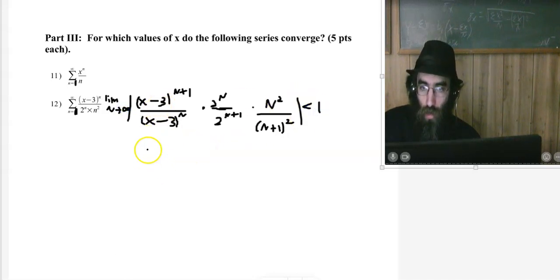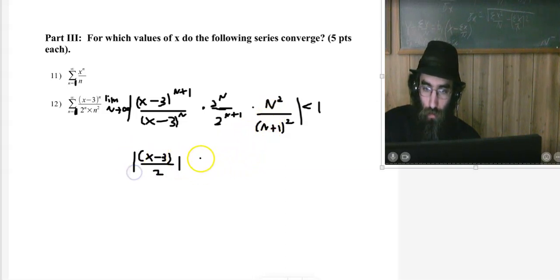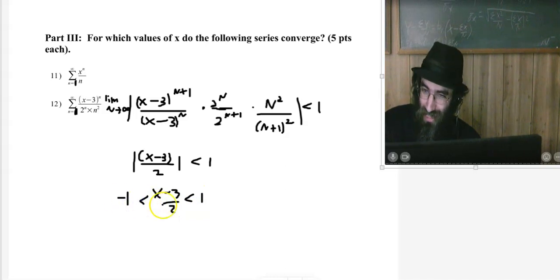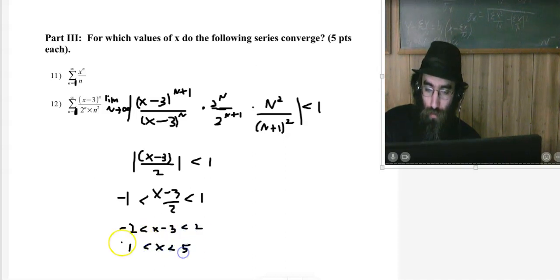All right, we get x minus 3 over 2. N squared over n plus 1 squared just goes to 1, so that in absolute value has to be less than 1. X minus 3 over 2 between 1 and negative 1 this time. Multiply across by 2. It doesn't change the direction of the absolute values. Add 3. X is between 1 and 5. Check the endpoints.